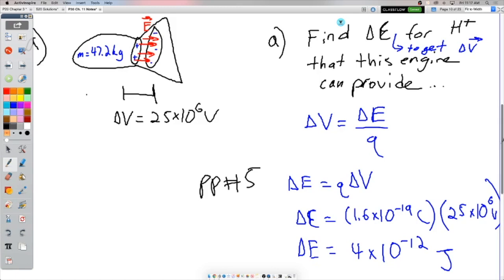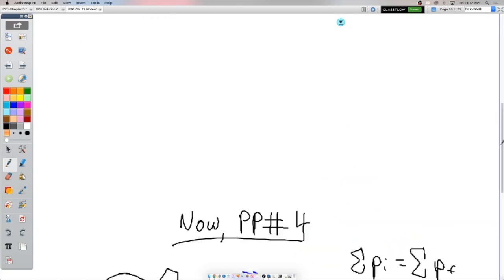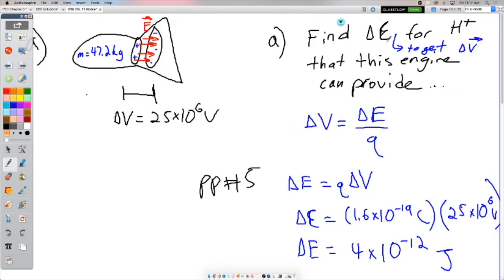Just to remind ourselves of what we were doing, we need to find the change in energy that this setup, these two plates with that voltage, could provide for a hydrogen ion.